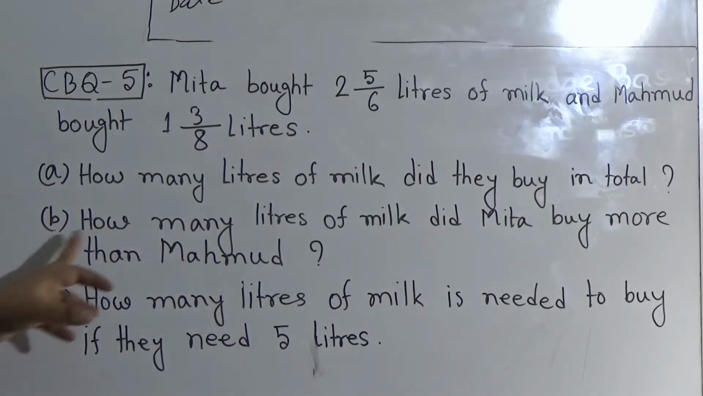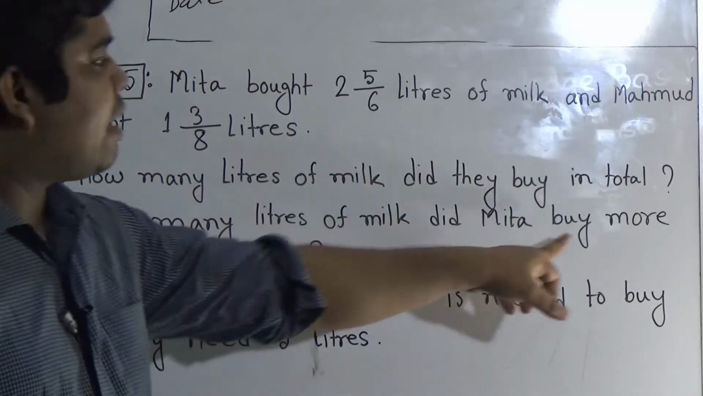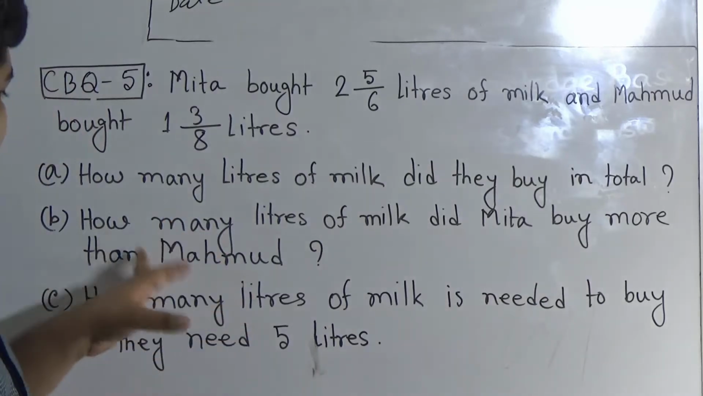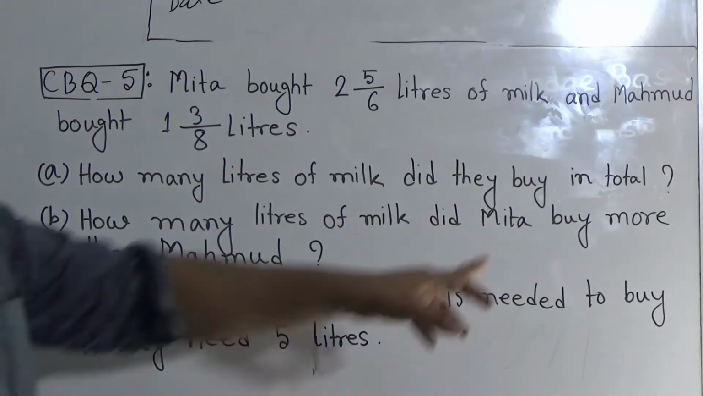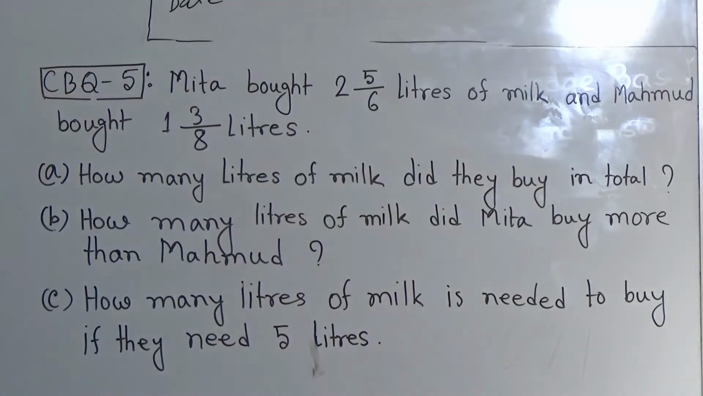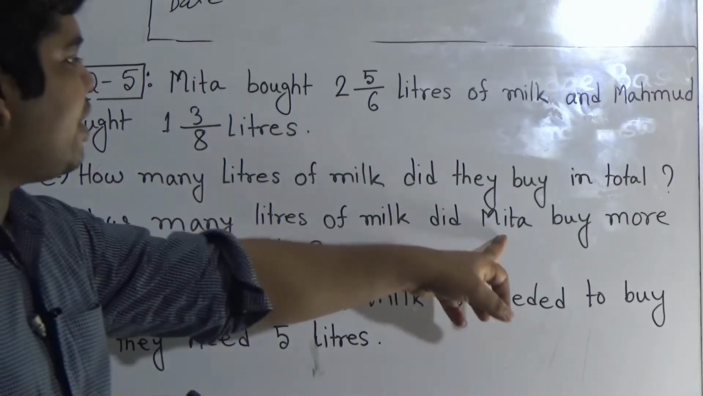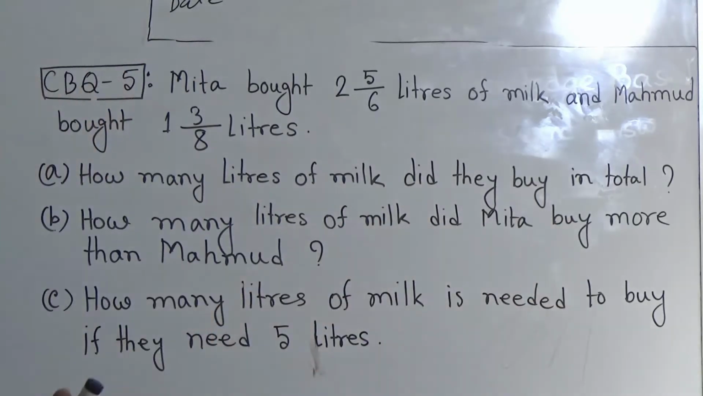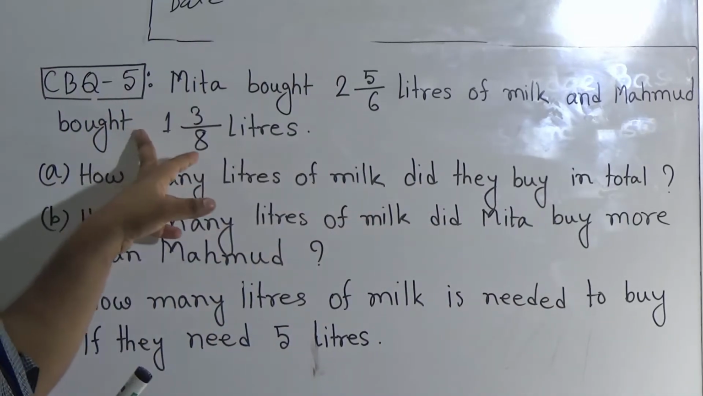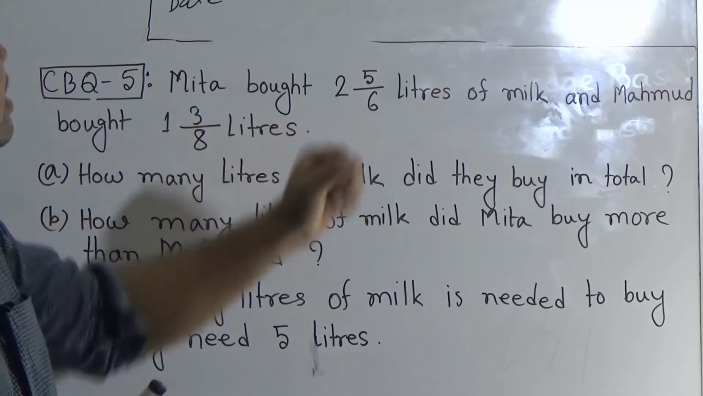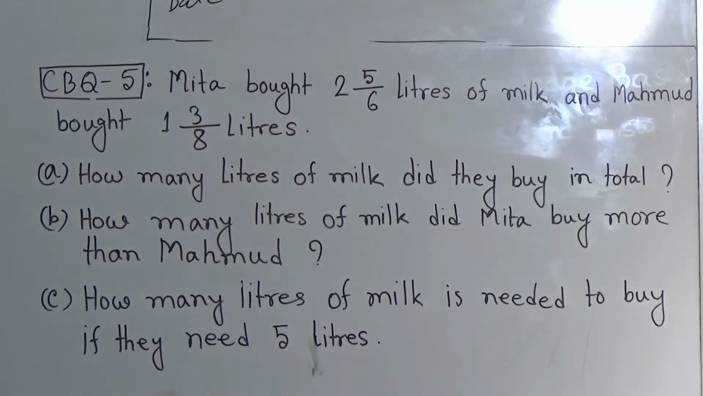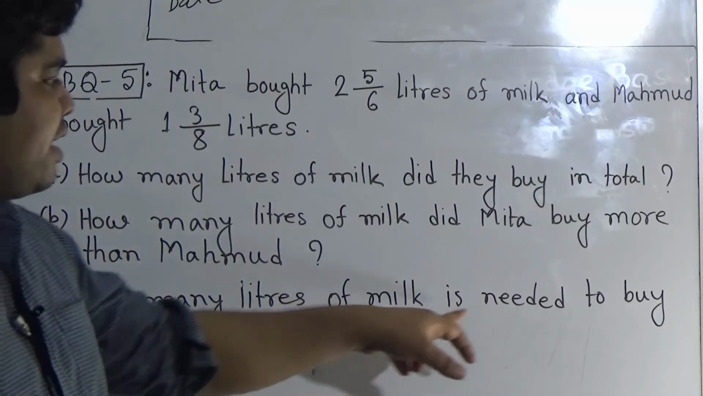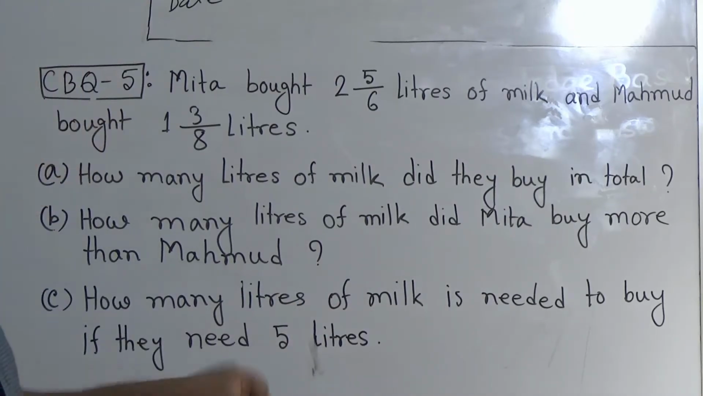Question B, how many liters of milk did Mita buy more than Mahmud? From this question we can easily find that Mita bought more liters of milk and Mahmud bought less. So how many liters did Mita buy more than Mahmud? We subtract Mahmud's amount of milk from Mita's amount of milk and we get the required answer of question B.